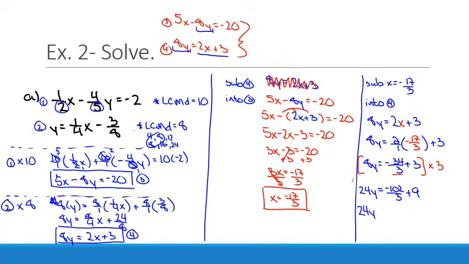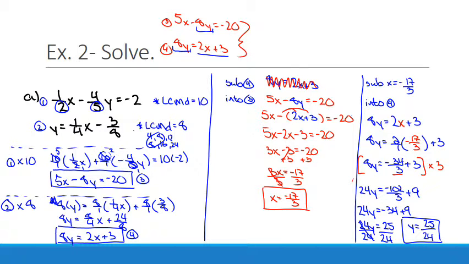Keep going through it. 24y equals negative 34 plus 9, and now I can just solve for y. Sorry, I'm getting kind of tight for room here. 24y equals 25. So divide by 24, or by whatever's in front of your y. My y equals 25 over 24. Okay, so there is my point of intersection.